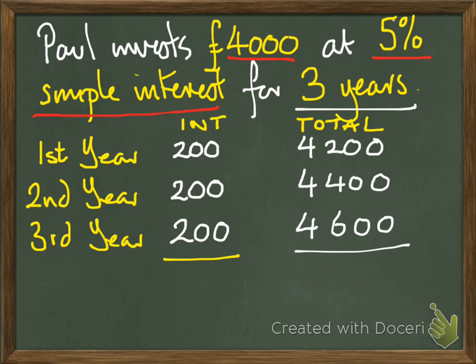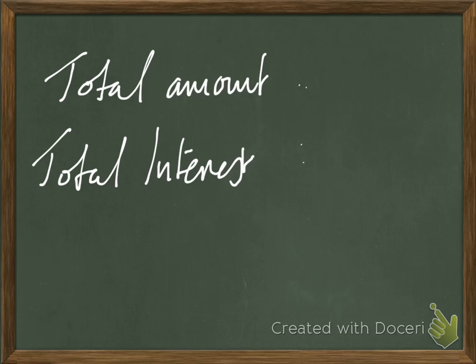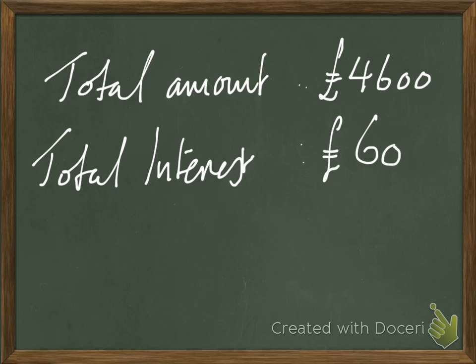The only thing that you need to be careful about is if they ask you whether it's the total amount. If it was the total amount, we'd have £4,600. And if it's the total interest, the interest we earned is £600 only. So it's just within the wording.